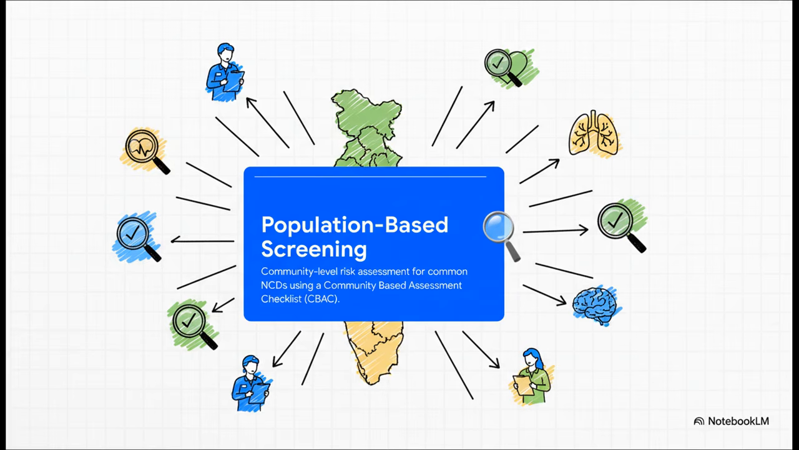Now, listen up. If there is one strategy you absolutely have to highlight, it's this one, population-based screening, or PBS. This is where the program gets proactive. It's not sitting around waiting for sick people to show up. No, it's going out into the community, where frontline workers use a special tool, the Community-Based Assessment Checklist, or CBAC, to find people at risk early.